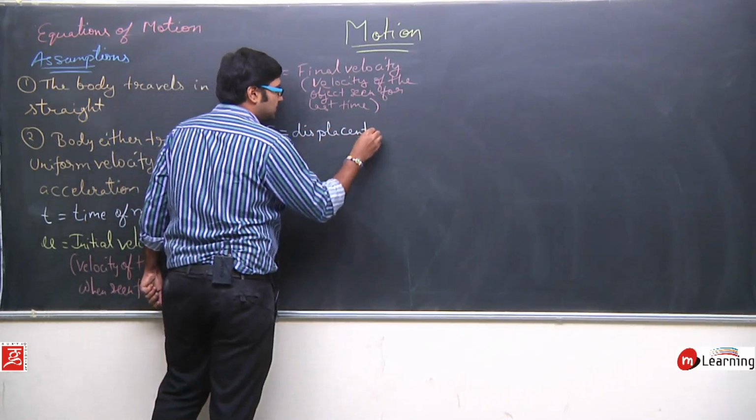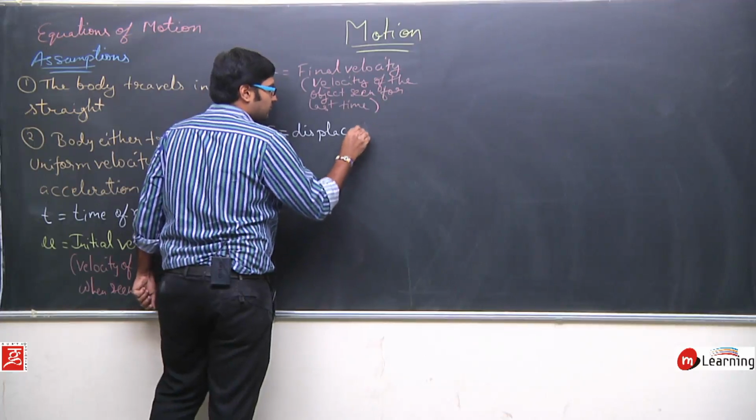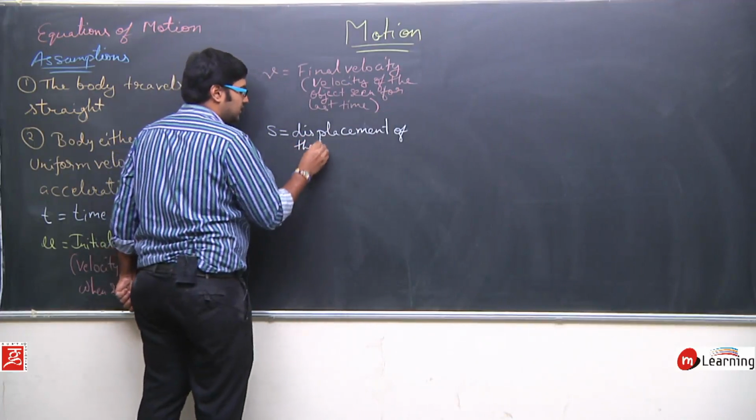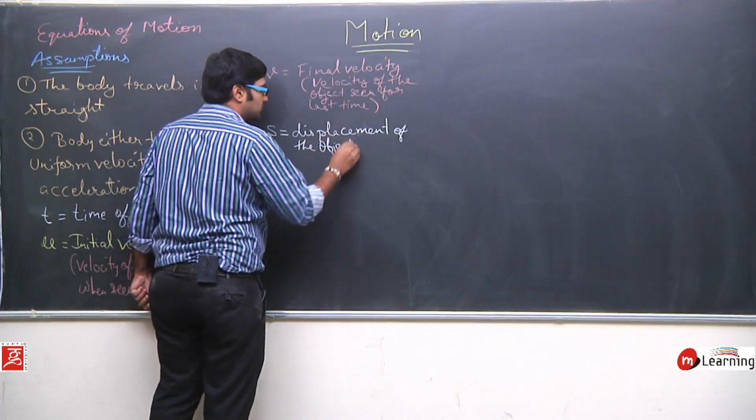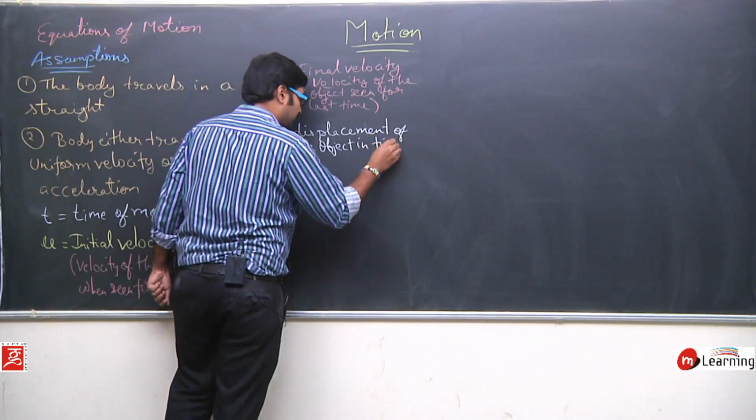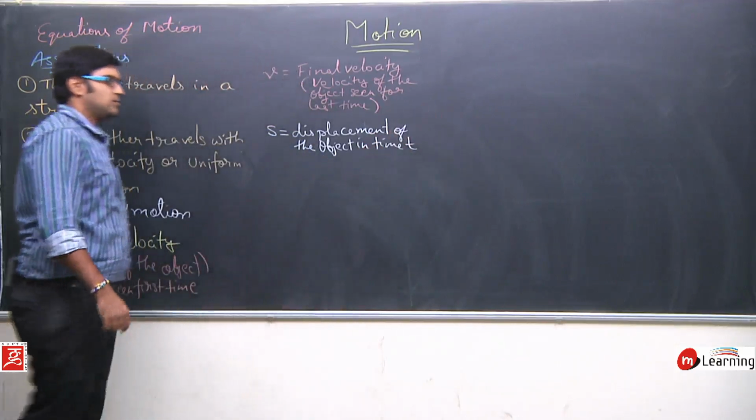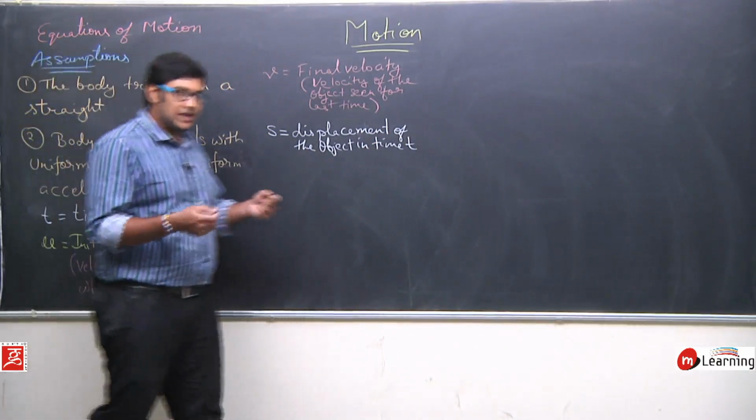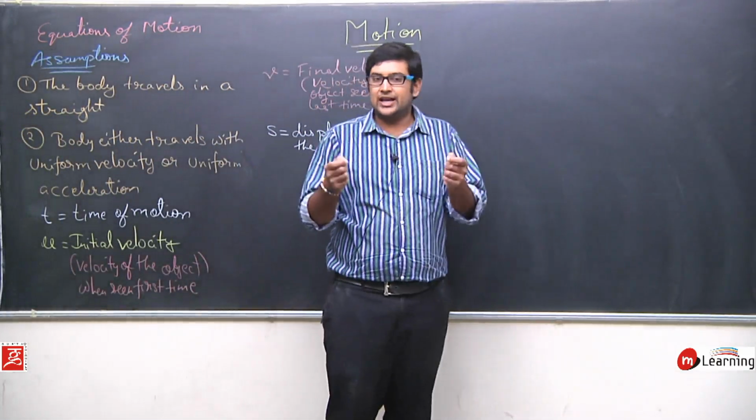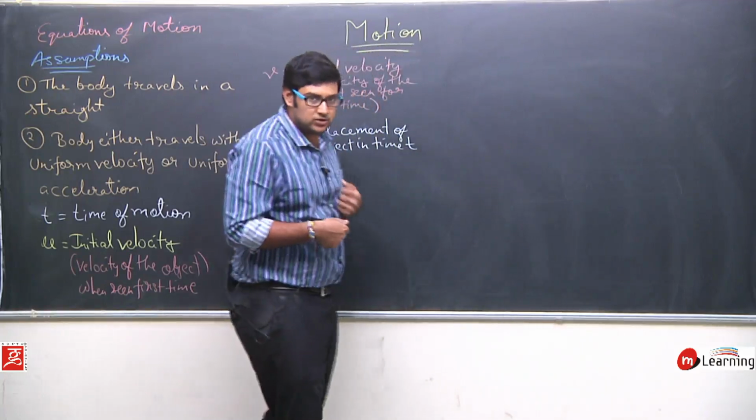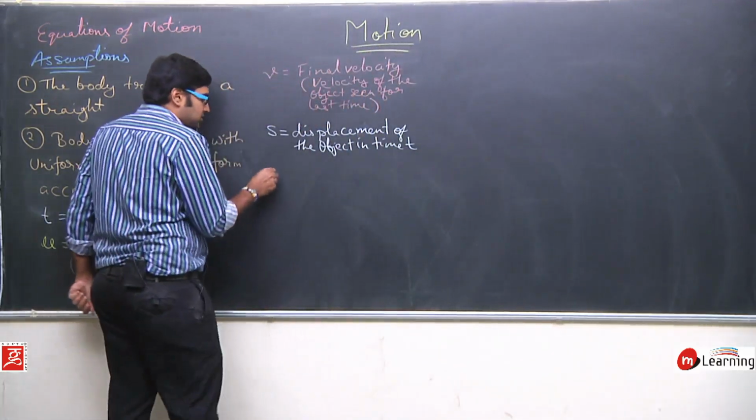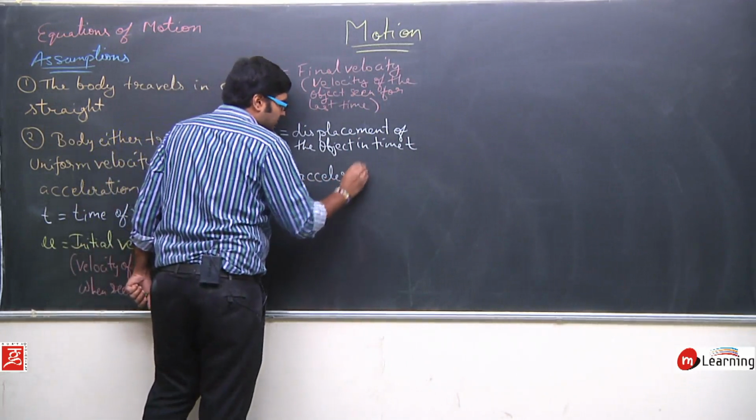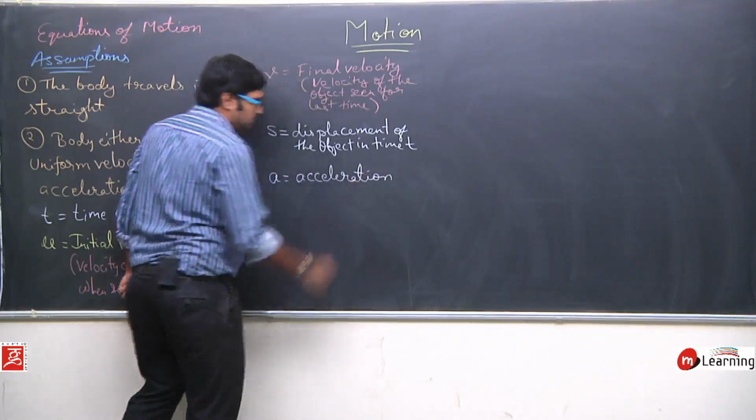Okay, displacement of the object in time t. T means the time for which we are considering the motion, or the time span in which we are observing the motion. And the most important quantity, that is acceleration. Okay, acceleration of the body.